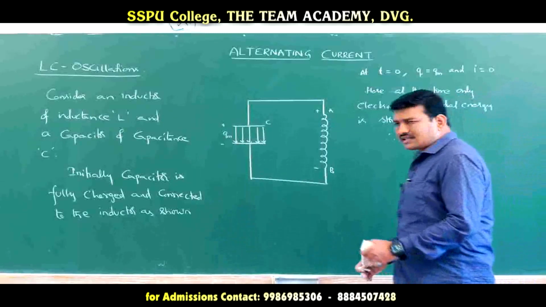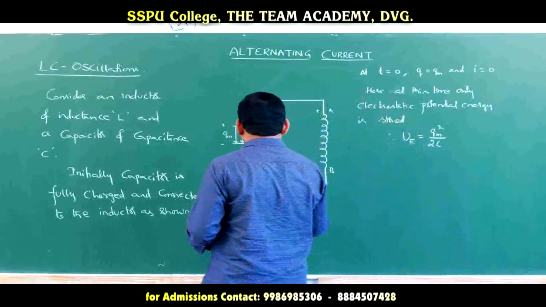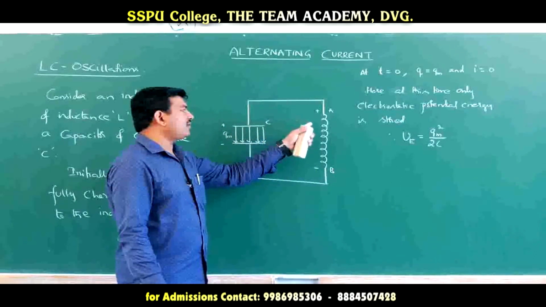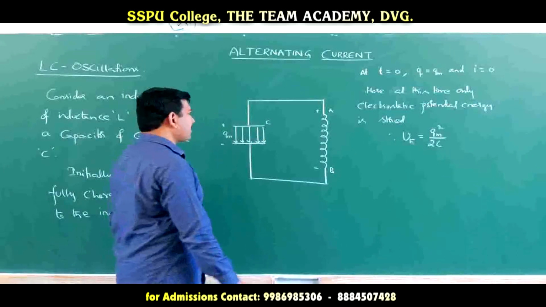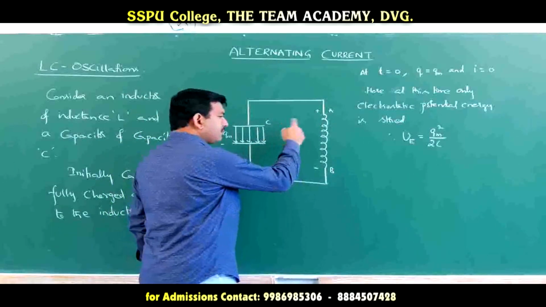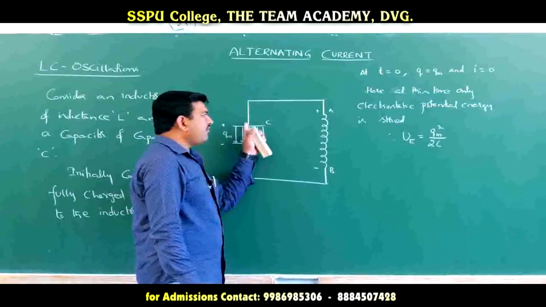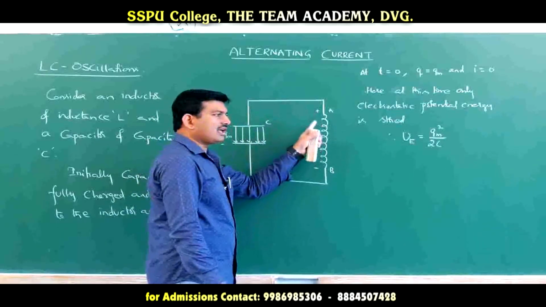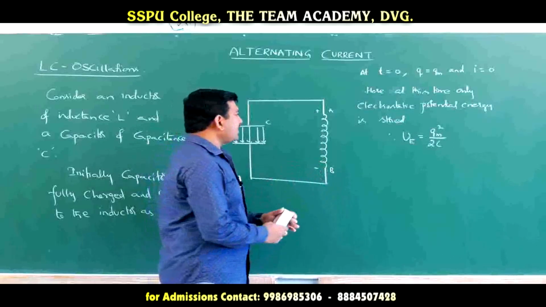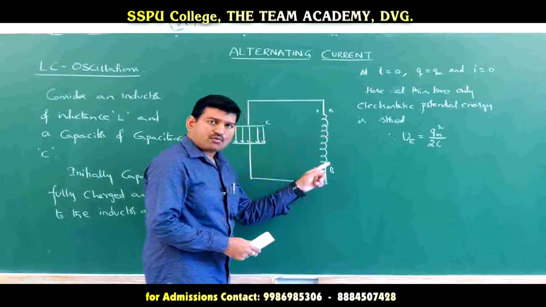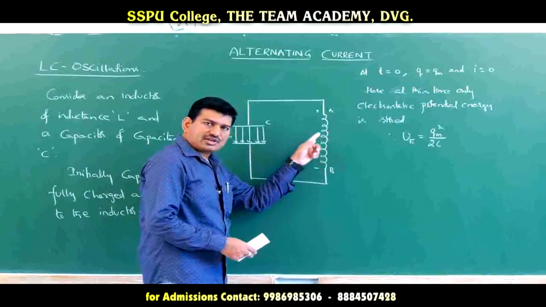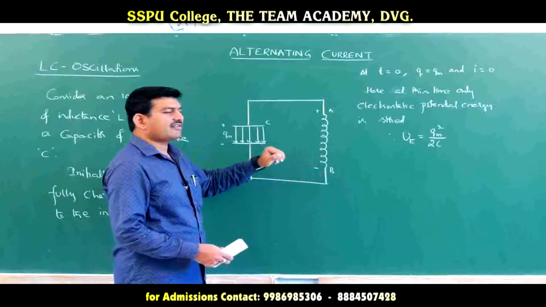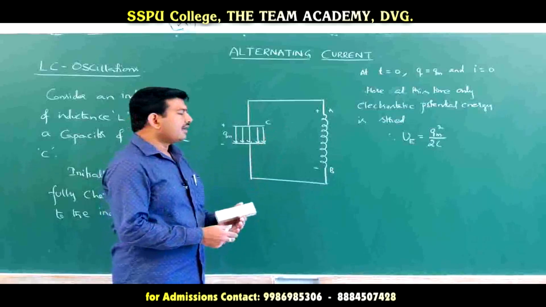Now as the time passes, what is going to happen? The capacitor is discharging. Therefore there will be a current in the inductor, so the current in the inductor is growing. From 0 time, if it is connected, then the capacitor is discharging and the inductor is allowing the current to pass through it. When the current is passing through the inductor, a magnetic field will be generated in the inductor. Because of that magnetic flux, there will be magnetic energy stored in the inductor.